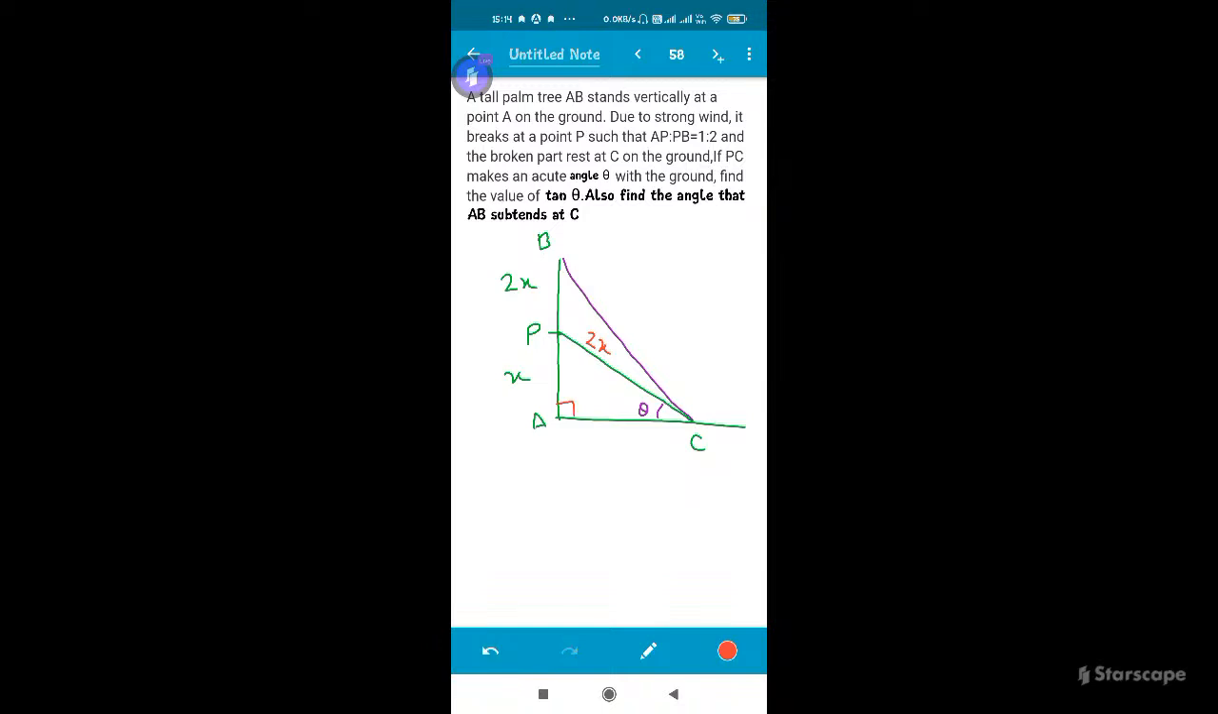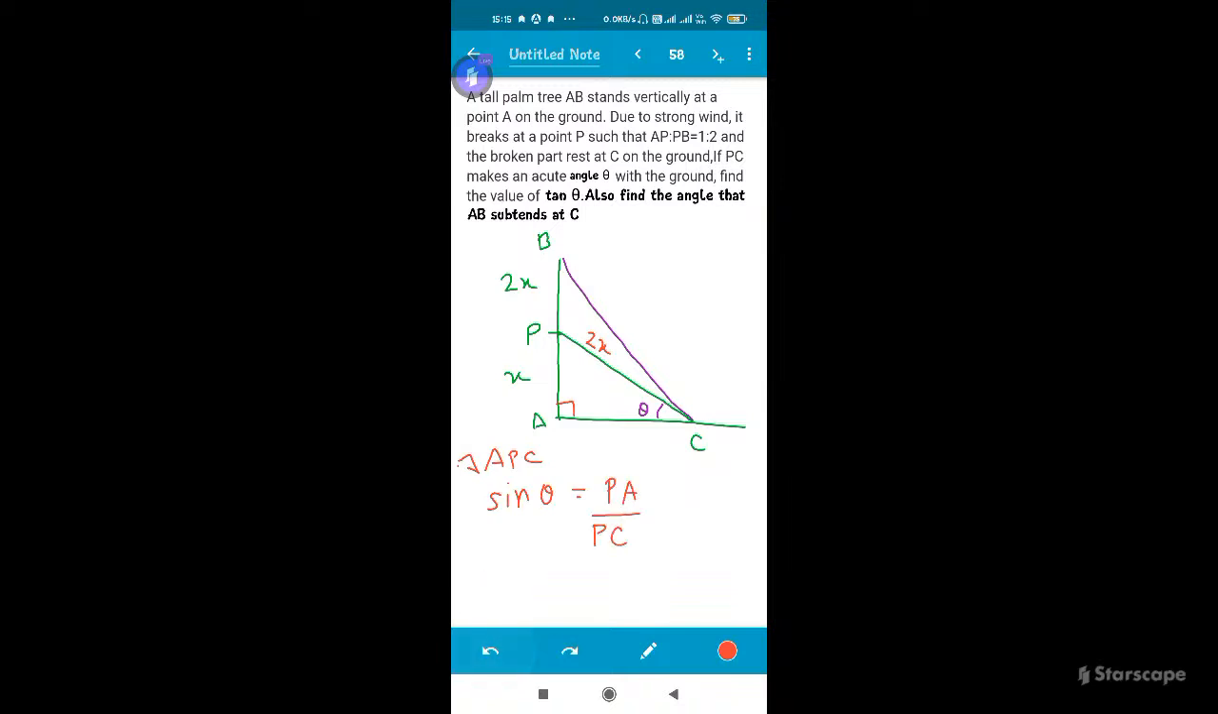We know that for sine and cos we require the hypotenuse, right? So in this case, in the right angle triangle APC, we have the hypotenuse given to us as 2x, and we also have the height as x, because theta is the angle, so accordingly AP is the height. Height and hypotenuse are related by which trigonometrical ratio? Sine theta. So we can write sine theta is equal to PA by PC, height by hypotenuse.